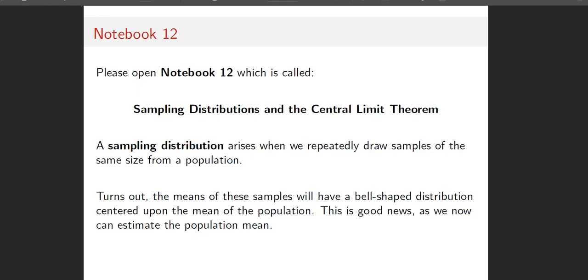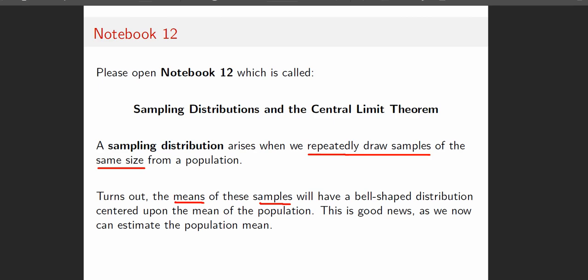And what is a sampling distribution? Well, sampling distribution means that we repeatedly draw samples of the exact same size from a population. And it turns out that when I do this, the averages from the samples will have a bell-shaped distribution, which is centered upon the mean of the population.